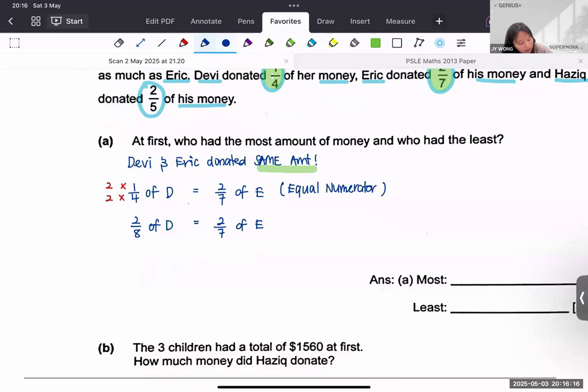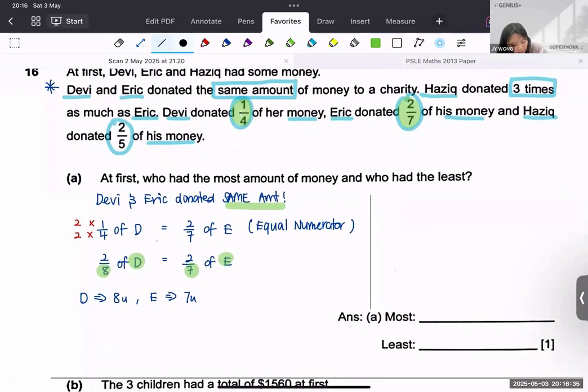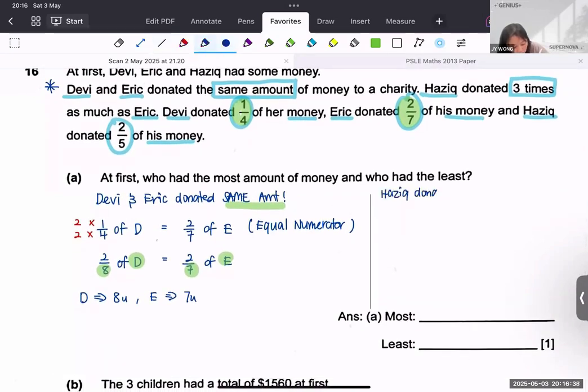So now from here, we will find out that Devi will be 8 units. Eric will be 7 units. Now we are short of the last person, which is Haziq. I'm going to write down that sentence: Haziq donated 3 times as much as Eric. It doesn't matter if it is Eric or Devi, because remember, the two of them donated the same amount. So 3 times as much as Eric.